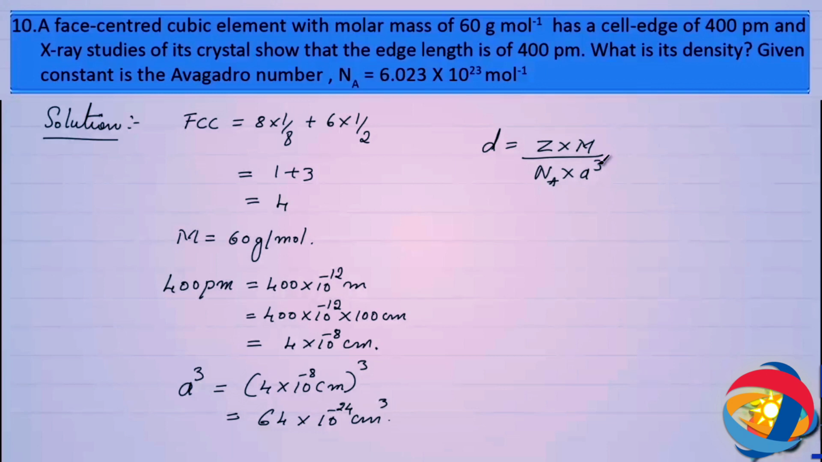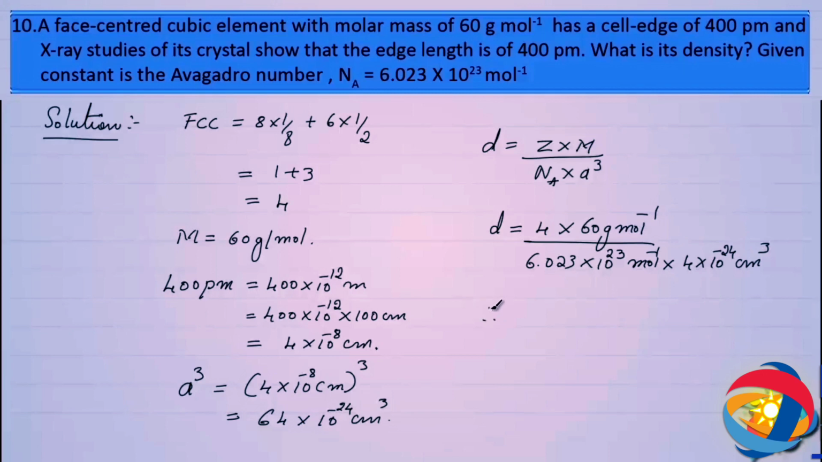where Z is the number of atoms, M is the molecular mass, Na is the Avogadro number, A is the edge length. By substituting the values, we get 4 into 60 gram per mole divided by 6.023 into 10 to the power 23 per mole into 64 into 10 to the power minus 24 centimeter cube. Therefore, the density of the element is 6.23 gram per centimeter cube.